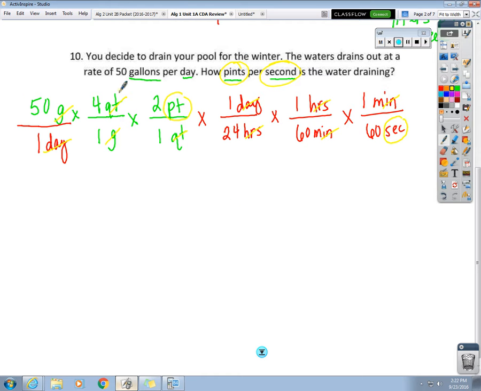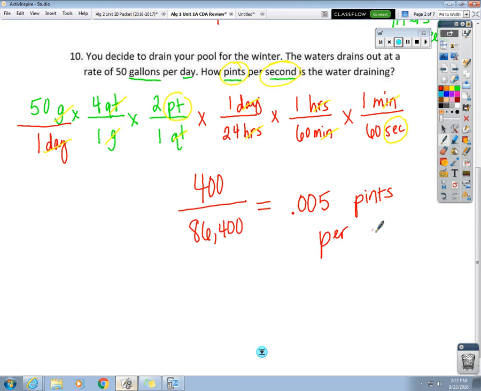So now all you have to do is multiply the numerators, multiply the denominators, divide them, and you have your answer. What do the numerators multiply to be? What do the denominators multiply to be? 86,400? Okay, and then you're going to divide those and you get 0.005 pints per second. Does that make sense?